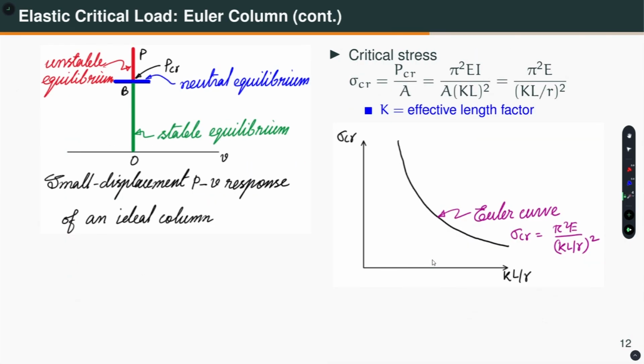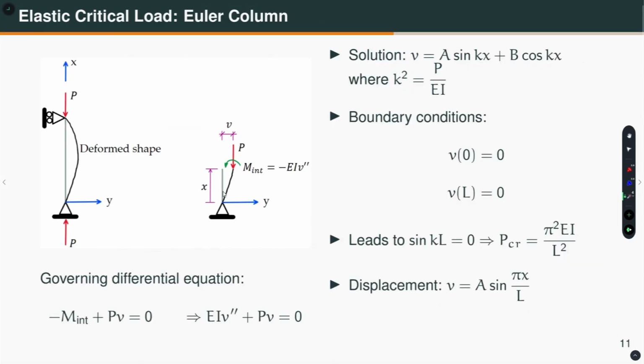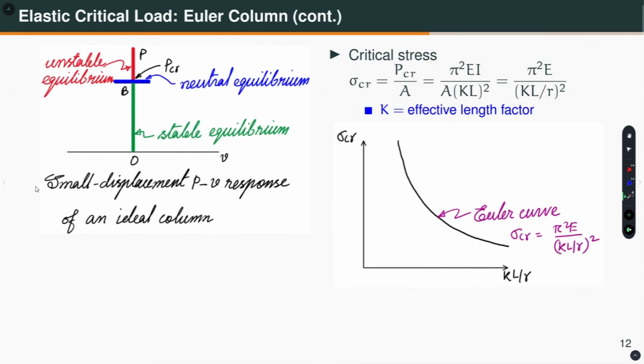So, if I again show you the equilibrium path for small displacement response, where V is, let us say, the displacement, I showed V at anywhere, but I can plot the displacement at the center of the beam. So, for small displacement, this is my stable equilibrium path. And from here you have the bifurcation of equilibrium, you get the neutral equilibrium, this is the Euler critical load and this is the unstable path.